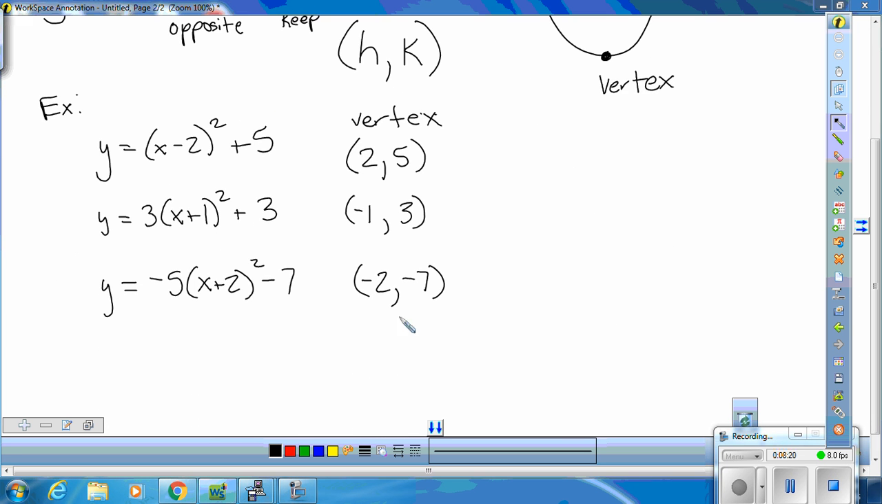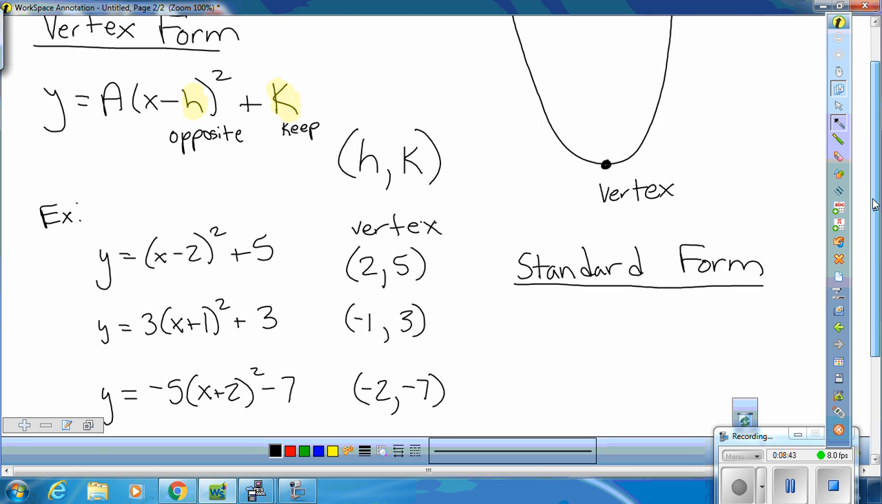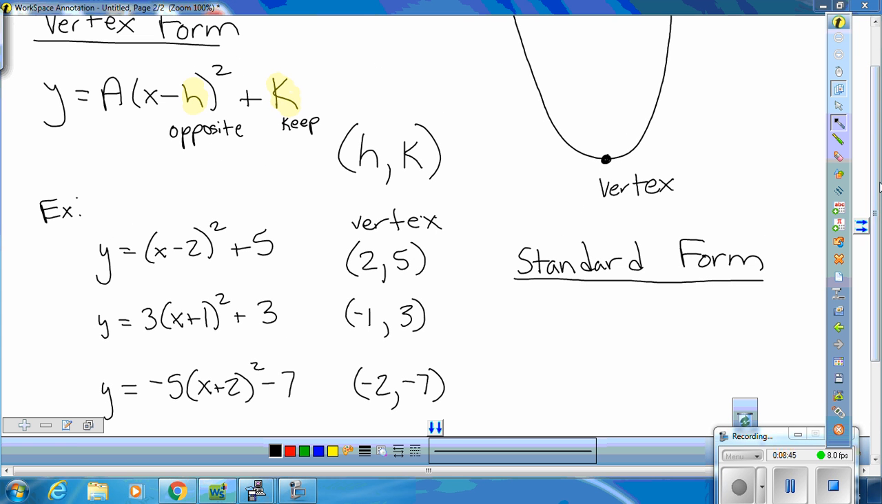But if it's in standard form, it's a little different because we've FOILed this out. We've taken x minus 2 and multiplied it times x minus 2, and then we've added that 5 to it. Kind of screwed us up a little bit. And so we can't just look at the standard form and know exactly what our vertex is. But we can find it.